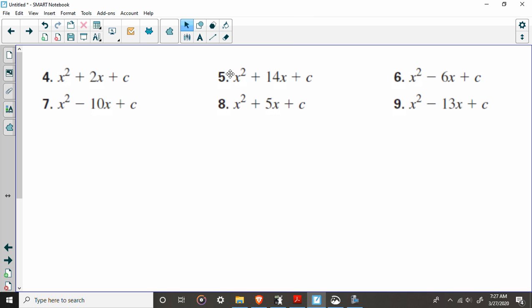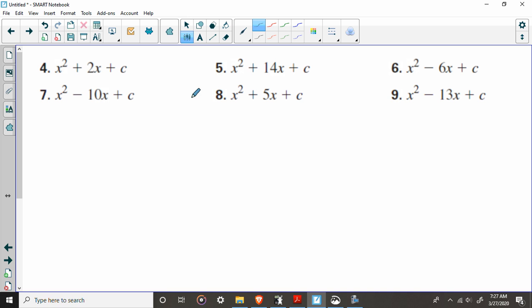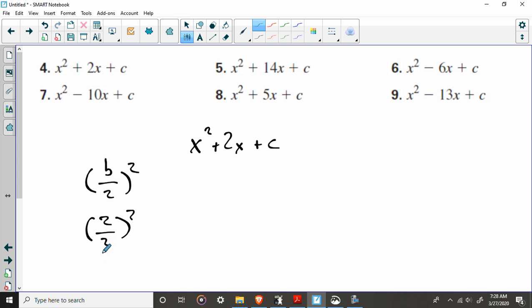So for number 4 up there, what do I want my c term to be? Well, again, it's x squared plus 2x plus c. All right, well, a is 1, so all we have to do is take b over 2 and square it. Well, what's 2 divided by 2 squared? 2 divided by 2 is 1, and 1 squared is 1. So I need my new c term to be 1. Okay, so again, what are my factors of 1 that add up to 2? 1 and 1, right? Is this a perfect square? Yes. Is this a perfect square? Yes. What's the sign of this?